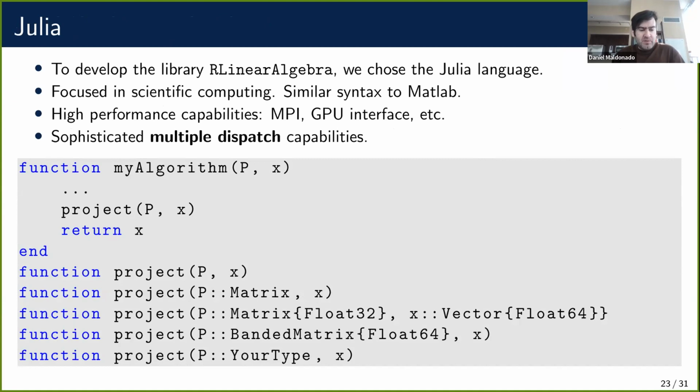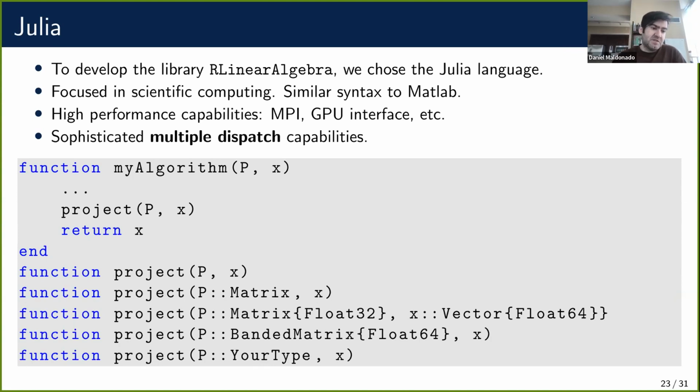When we started to develop this library, we chose the Julia language, and we both have experience with different languages: C, C++, Fortran, Python, but we are very excited about Julia for scientific computing. The reason is, one, it is focused on scientific computing. It has similar syntax to MATLAB, which is good because there are many students that come from numerical computing fields that do not really have experience going deep into the metal. So they don't have experience programming low-level languages.